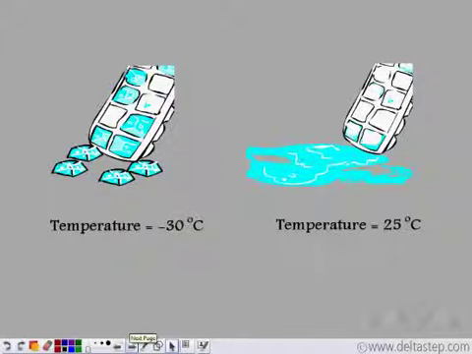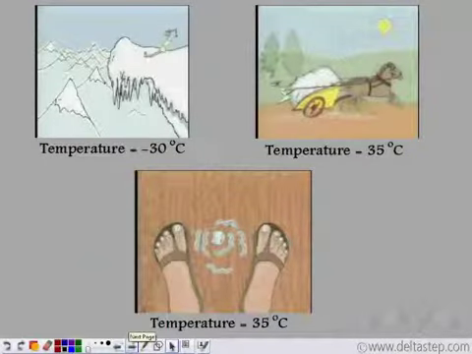So this is what is happening. In the freezer, when you take out ice, the temperature of ice is say minus 30 degrees Celsius and the room temperature is 25 degrees Celsius. Something like this happened when the servant was bringing back ice to the king. The temperature at the hilltop was minus 30 degrees Celsius, and when he was bringing the ice block to the king, the temperature was 35 degrees Celsius.